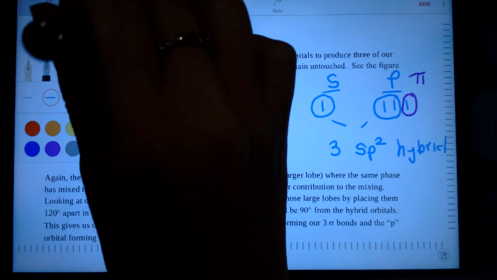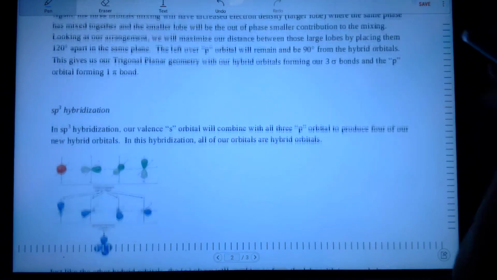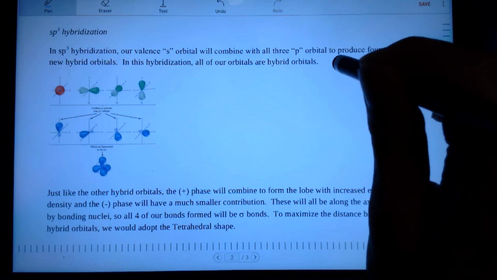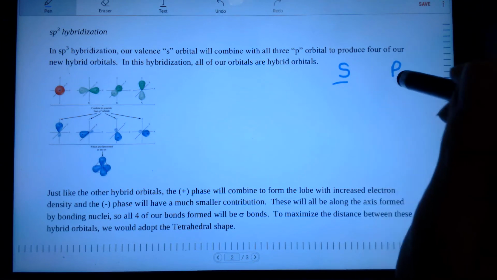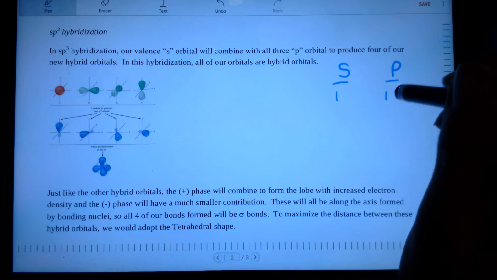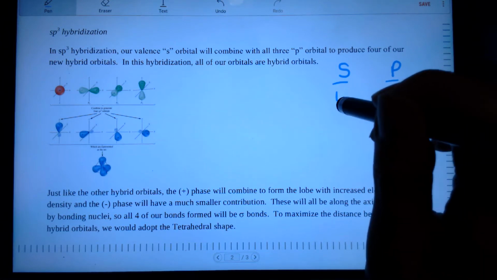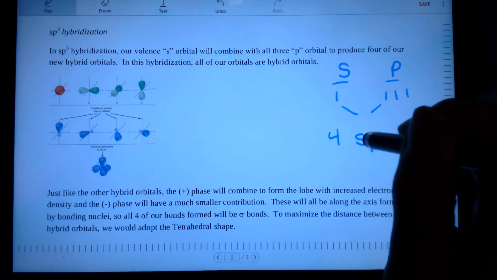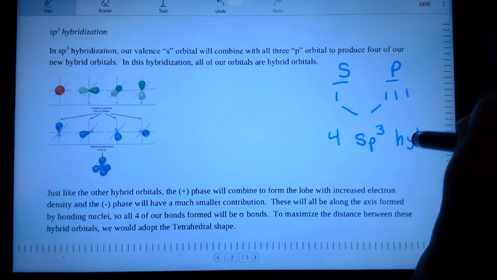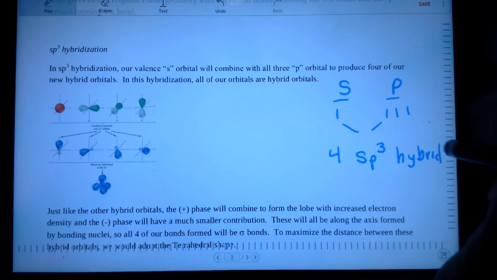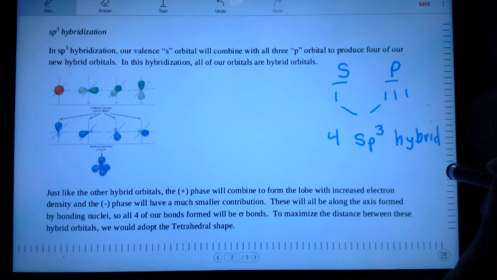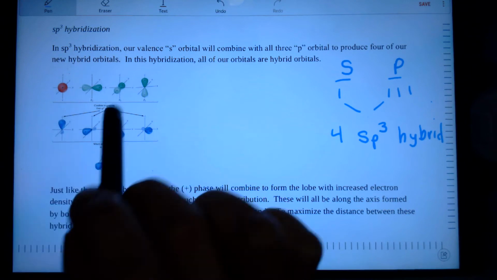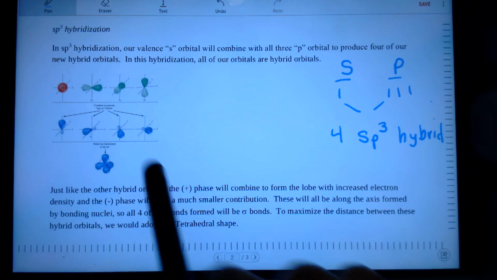Now let's go to the last one, sp3 hybridization. Hopefully you've guessed what's going to happen. In our atom, we have one s orbital and three p orbitals. For sp3 hybridization, we're mixing them all, so we form four sp3 hybrids. We have s, px, py, pz, take all of them and mix, and we get four hybrid orbitals.